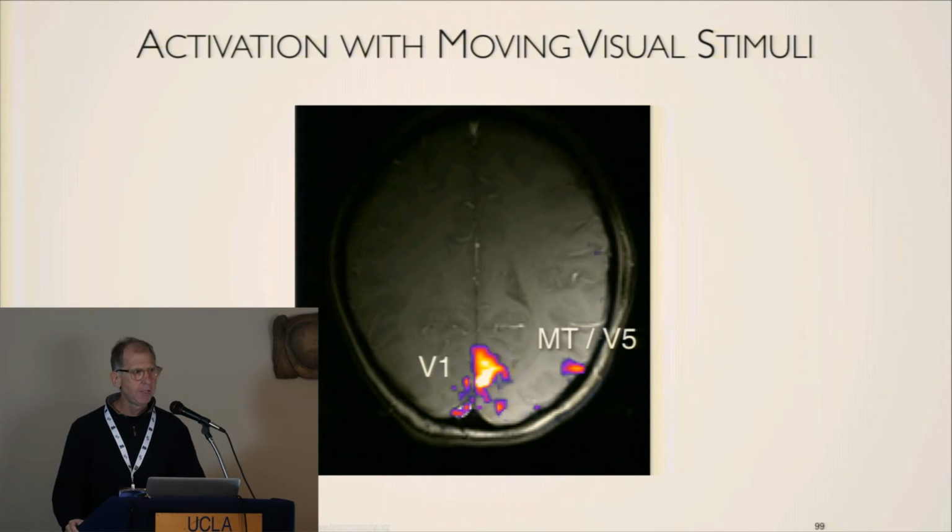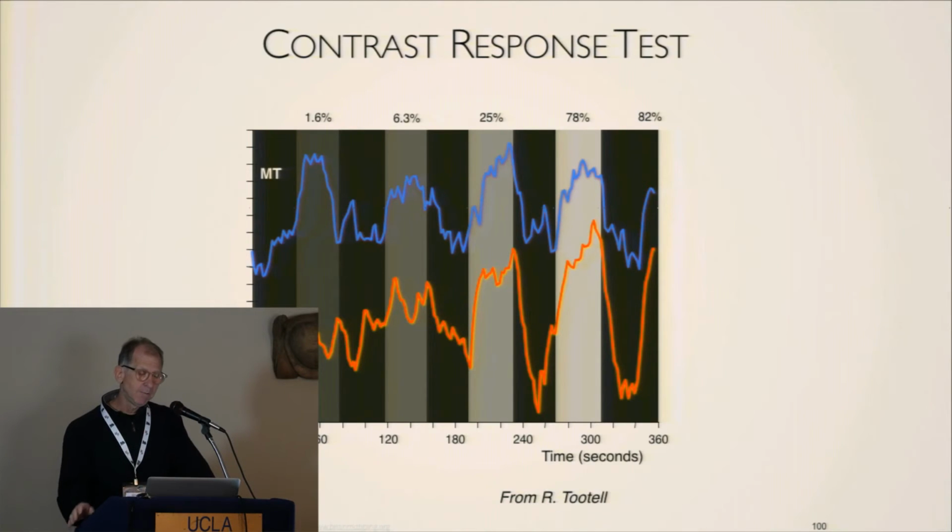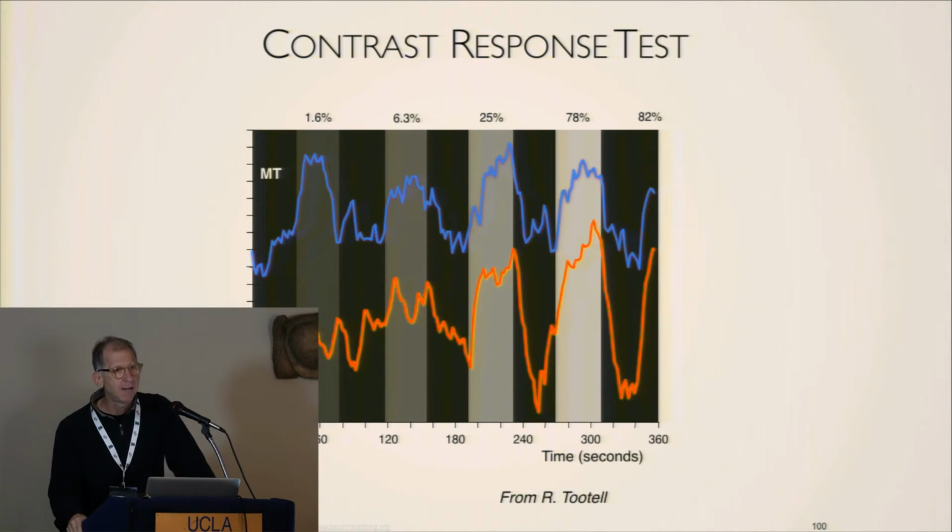And he simply showed humans moving pictures, gratings that actually move. And he saw not only the primary visual area, but also this more lateral portion of it, which is the presumptive motion-sensitive region of the brain. Well, how did he make that presumption? What he did was study the response in that region as a function of the different stimuli.